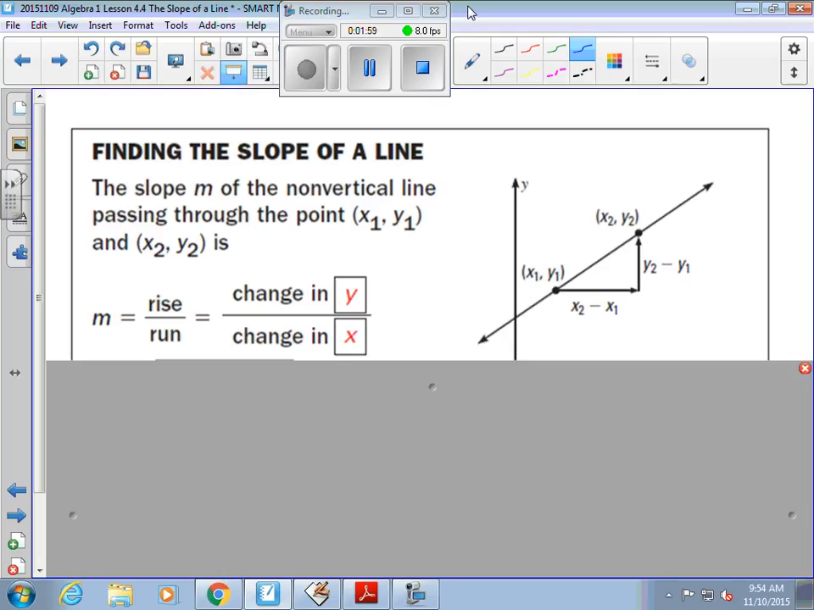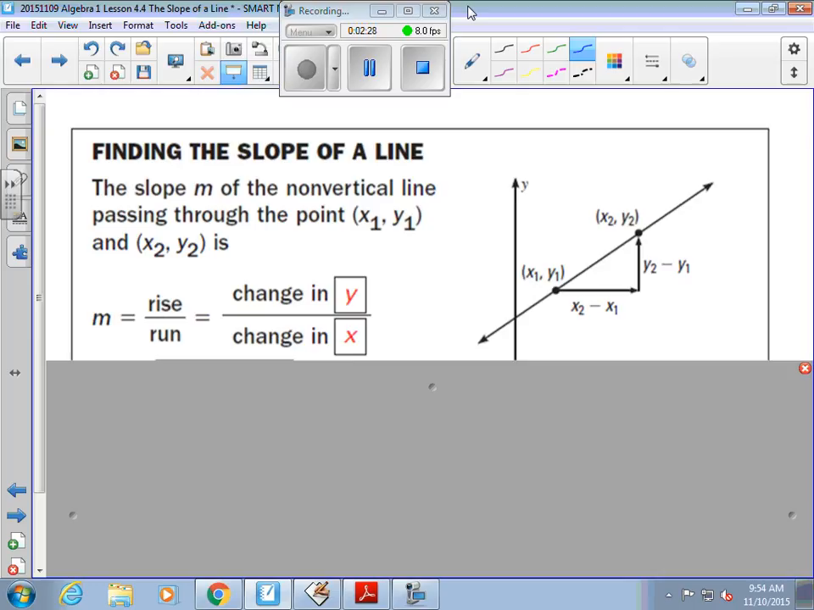Finding a slope of a line, m of a non-vertical line passing through these points. Now you read this, you don't read this as x1, x2. You don't read it as x1, y1, or x2, y2. You read it as x sub 1 and y sub 1. X sub 2, y sub 2. M is equal to rise over run, the change in y over the change in x.